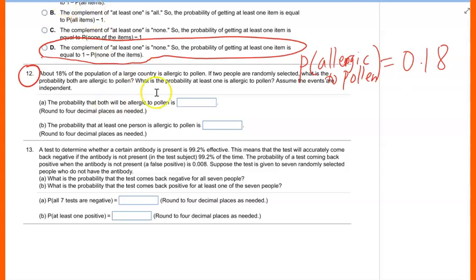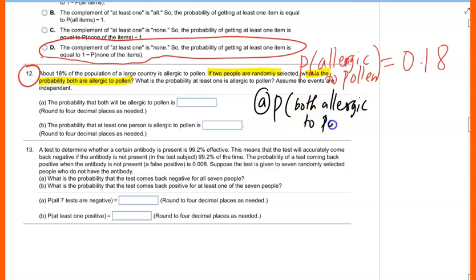And part A is, if 2 people are randomly selected, what is the probability that both are allergic to pollen? Let's do the first part here. For part A, you select 2 people and you're looking for a probability of both allergic to pollen.